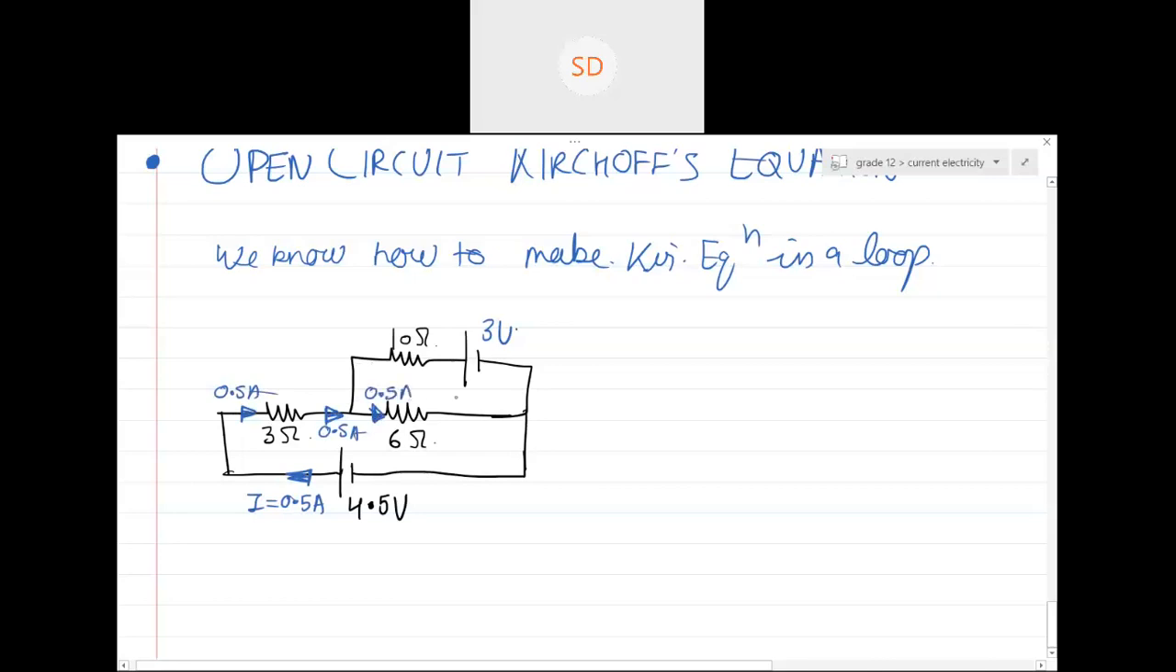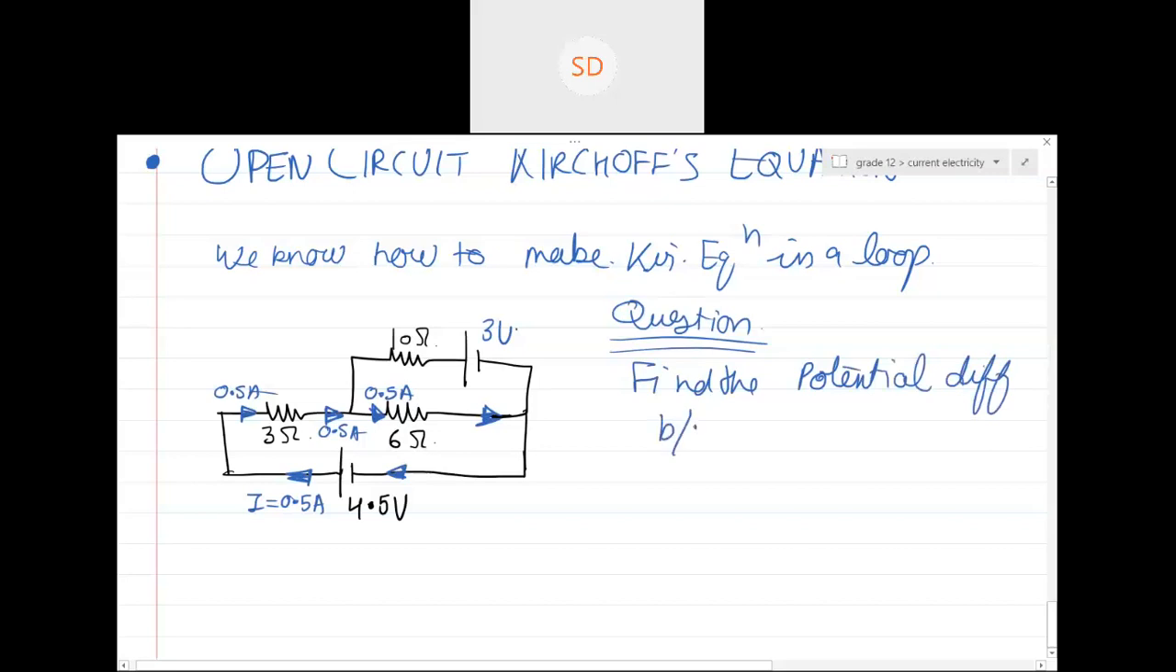Yes, sir, I remember this. This was the question which we discussed in the last class. Now the question is not to find the current. The question is to find the potential difference between points P and Q as mentioned in the diagram.